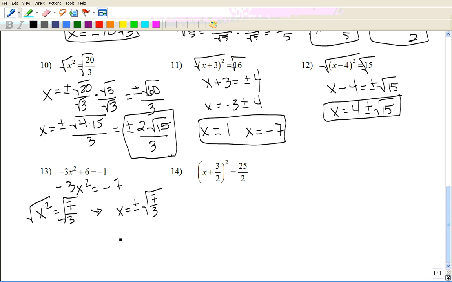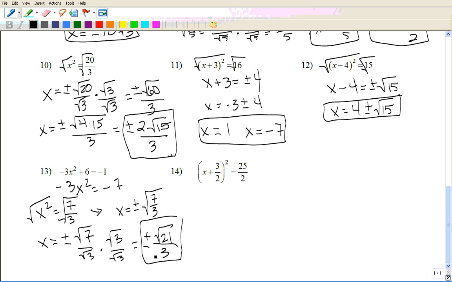But I want to rationalize this denominator because this is really the same thing as the square root of 7 over the square root of 3. So to rationalize, I multiply the top and the bottom by square root of 3. So now my denominator, square root of 3 times the square root of 3 is just 3. The square root of 7 times the square root of 3 is the square root of 7 times 3, which is 21. And that's my answer. x is plus or minus square root of 21 over 3.